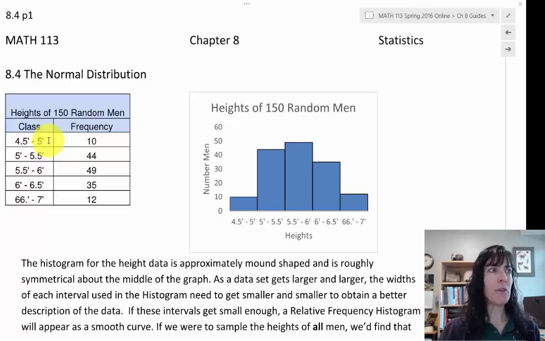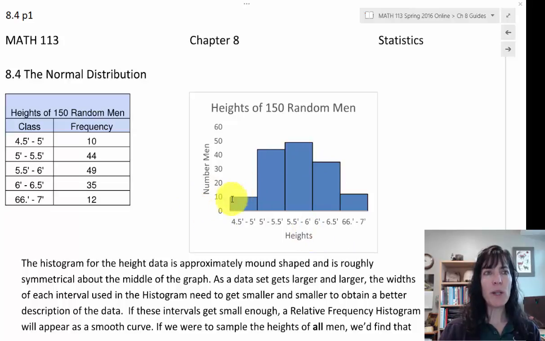4.5 feet to 5 feet, 5 feet to 5.5 feet, 5.5 to 6, and so on. And then we have the frequency. So how many of the 150 men fit into each of these height classes? If we graph that as a histogram, we get a histogram like this, and it looks pretty much like a mound. This bar is a little bit high and this bar is a little bit low, but other than that, it's pretty much got that mound shape that we were looking at.